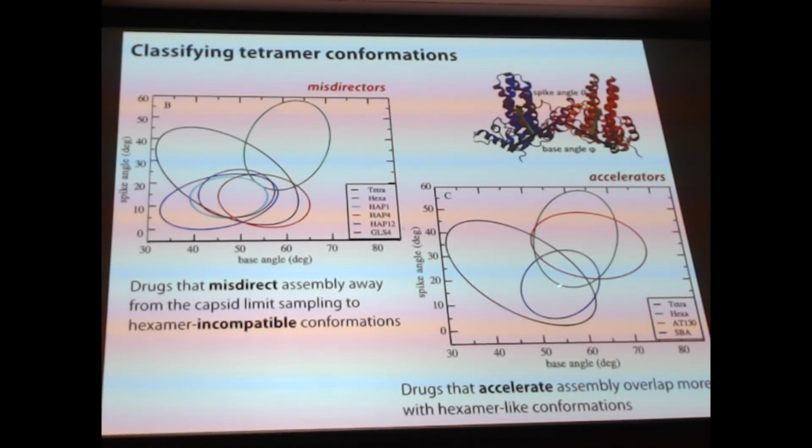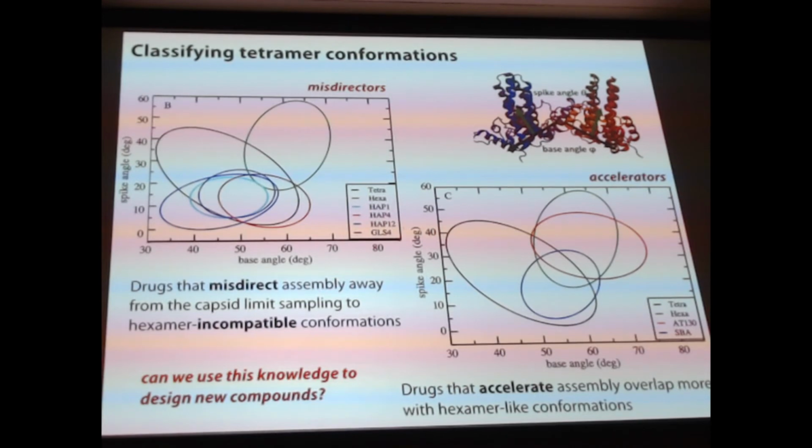Now, for the accelerators, it's a little less clear. At least in one case, it very clearly overlaps with the hexamer-like state, so it's pushing the tetramer towards a state favorable to form a hexamer. And in the other one, it's a little less clear, but you can see that it's at least constraining the conformational space, thereby possibly making it easier or faster to find a hexamer-compatible state.